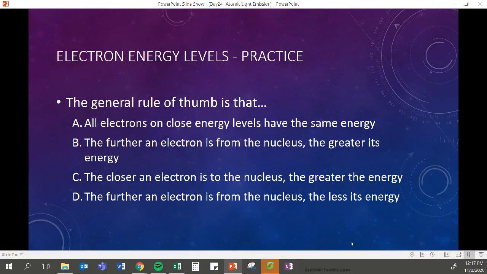Okay, general rule of thumb, and try to answer this question. Pause the video and try to answer this one. Okay, this one is B. The farther an electron is from the nucleus, the greater its energy. So close to the nucleus, low energy, farther away, high energy.